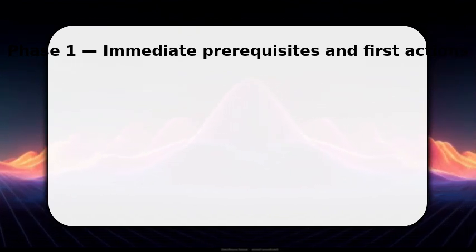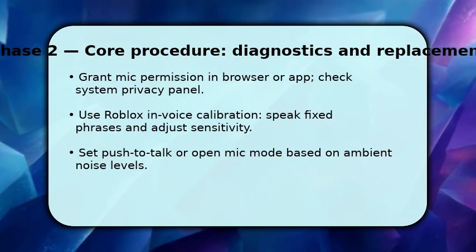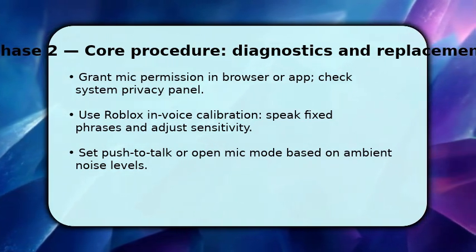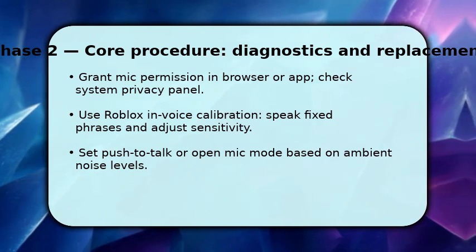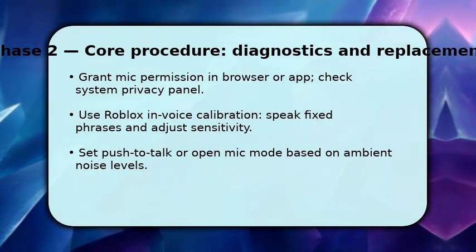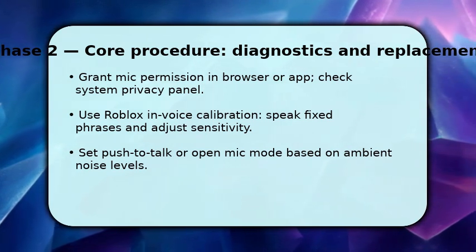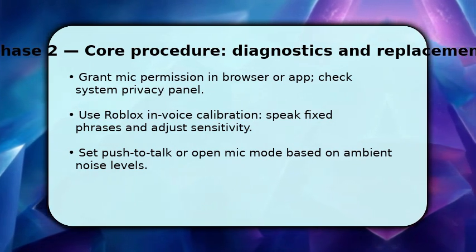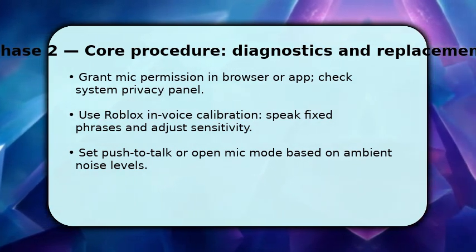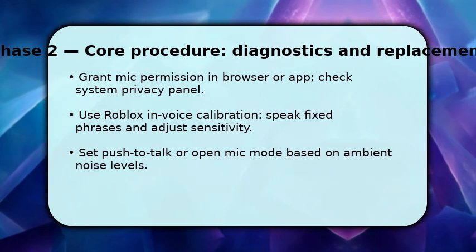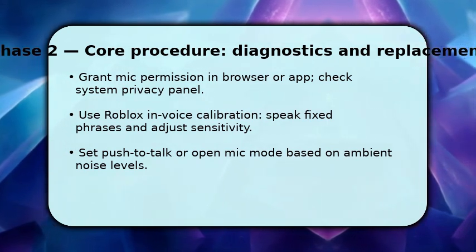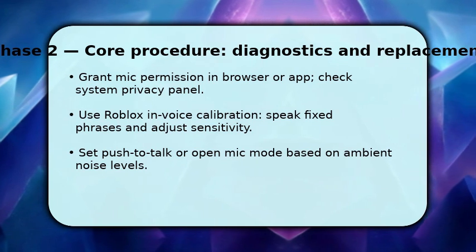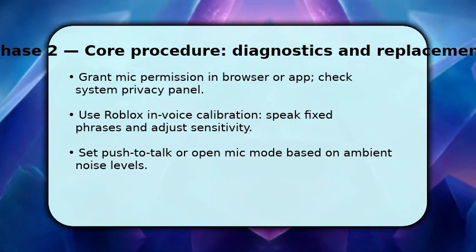Now continue by configuring and calibrating voice control for reliable recognition. Grant microphone permission to Roblox in your operating system or browser. Then open the in-game voice panel and run the calibration routine while speaking normal volume phrases so the sensitivity slider learns your range. If your environment is noisy, switch to push-to-talk and bind a key. Otherwise, enable open mic with a higher threshold. Make sure to test across different Roblox experiences, because each place can inherit different voice permissions.